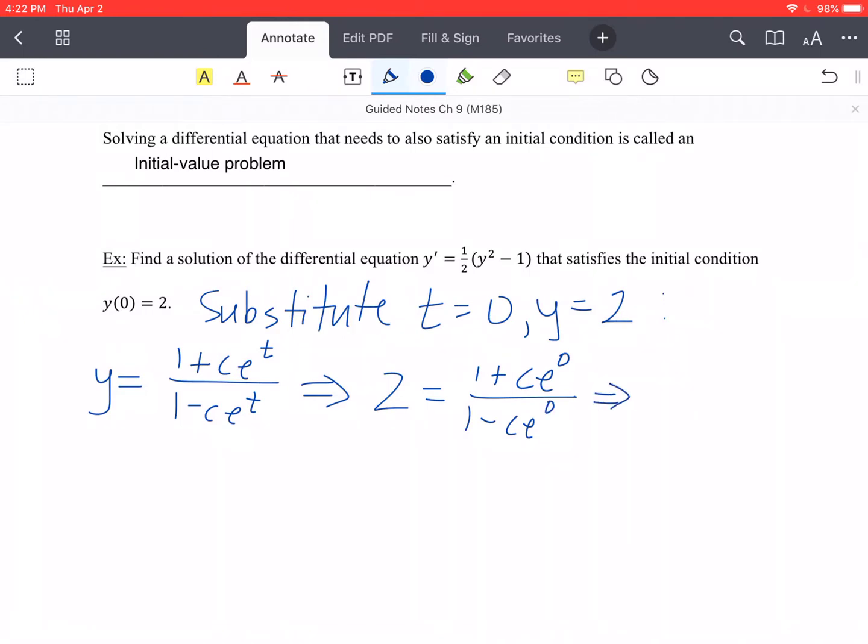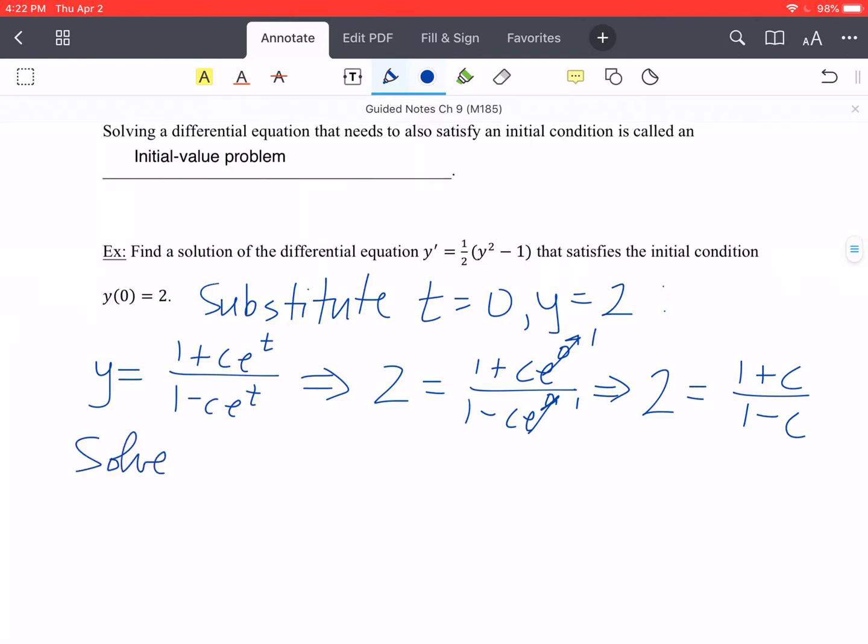e to the 0 is 1. Okay, so that's a 1. That's a 1. So all we have left is 2 equals (1 plus c) over (1 minus c). And solve for c. So multiply across, so we get 2 minus 2c equals 1 plus c. That's going to give us 3c equals 1. So c equals 1/3.